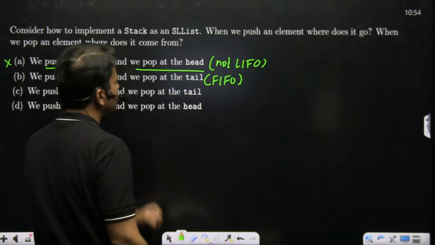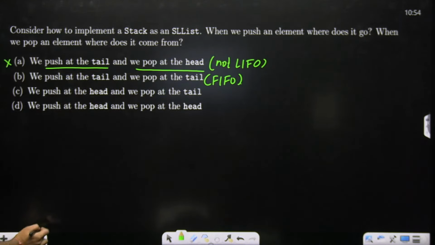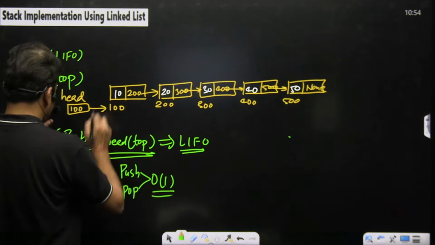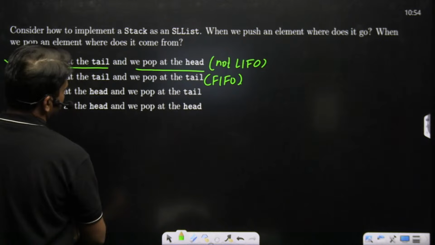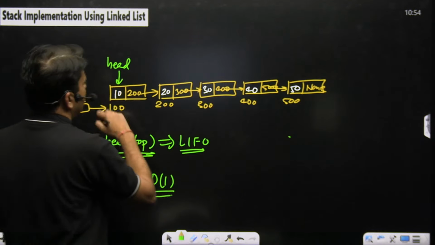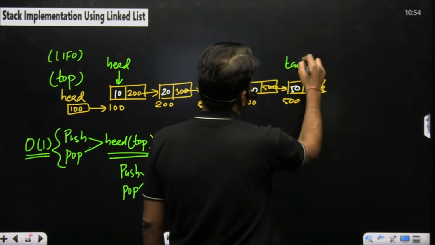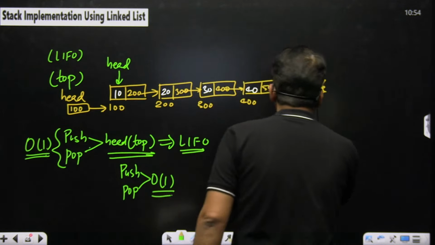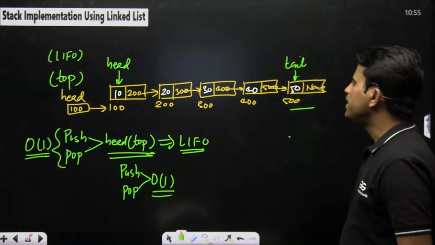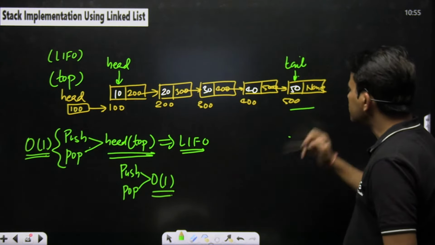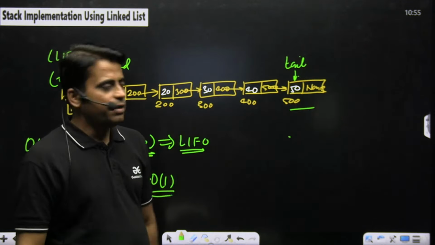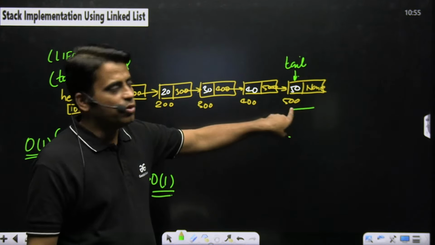What is the other problem here, student? Why is this not the answer? Look here, this is the head pointer and this is the tail pointer. If you pop at the tail, in a single linked list, I want to delete this element. Then what is the time complexity for this? I want to pop this element.